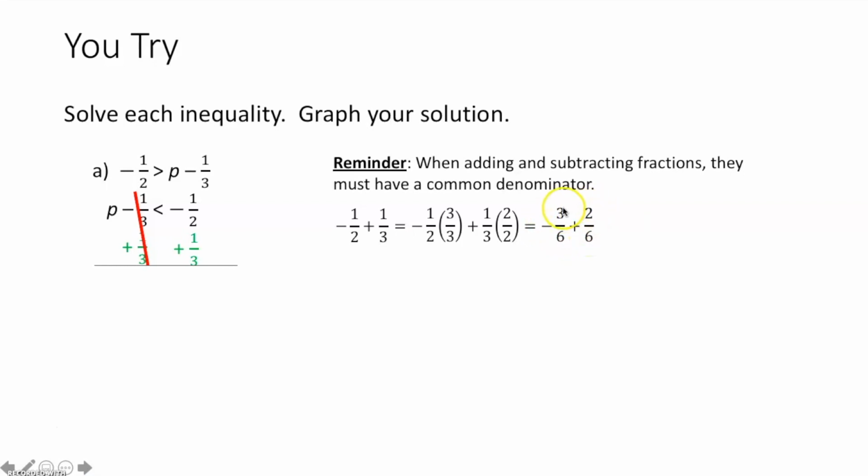Well, I'm going to subtract these two numbers. What's 3 minus 2? That's 1. And keep the sign of the bigger absolute value. So 3/6 is bigger than 2/6, so I'm going to keep this sign. So our answer is going to be -1/6. Boom, we got our answer.